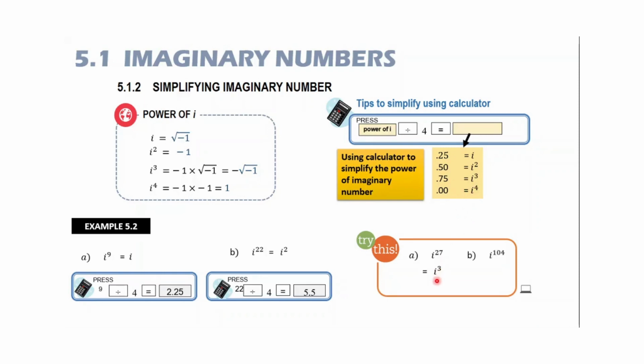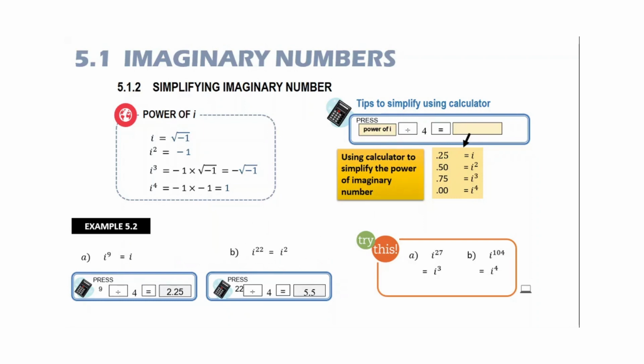Next. Cuba yang lain. Boleh cuba i kuasa 104. Berapakah jawapannya? Ya, awak akan dapat 26.00. Tidak ada perpuluhan. Maka ia adalah equals to i kuasa 4. Okay. Boleh faham? This is how we simplify imaginary number.